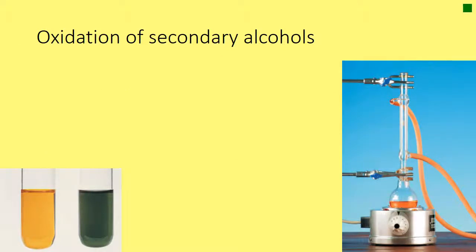So let's move on to look at the oxidation of secondary alcohols, and again we're going to use potassium dichromate as the oxidizing agent. So that's what's going to provide our oxygen. We're going to put it like this in our equation, and it also happens under reflux, right, in acid conditions.